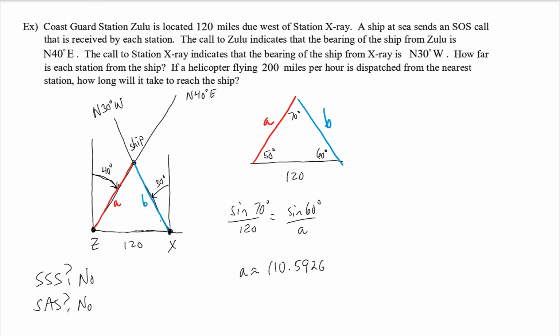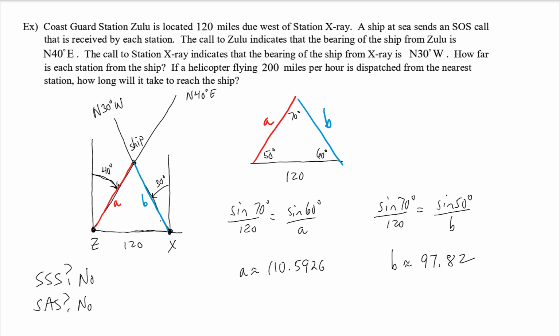Okay, so now we know side A of that triangle. Let's go ahead and do side B. So sine of 70 over 120 equals sine of 50 over B. Again, we have to solve a proportion, use a calculator. And now we know side B.